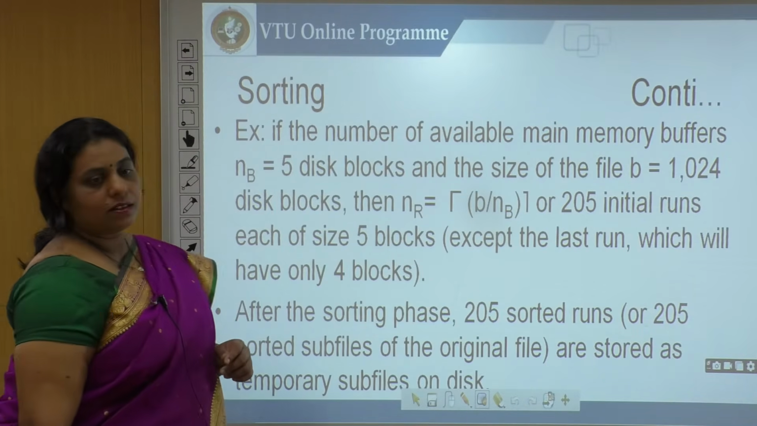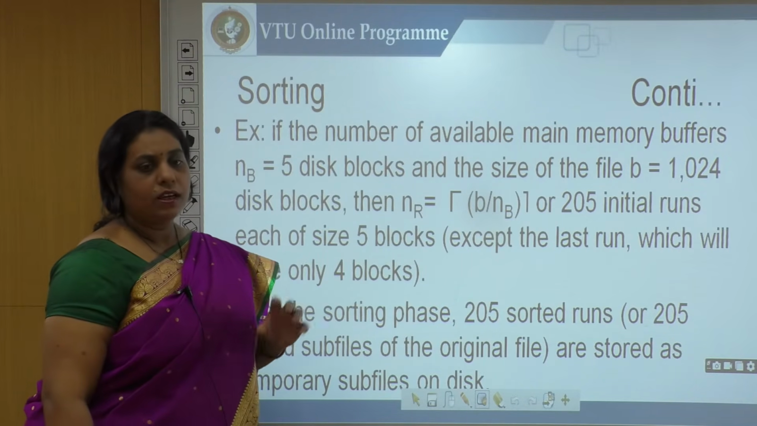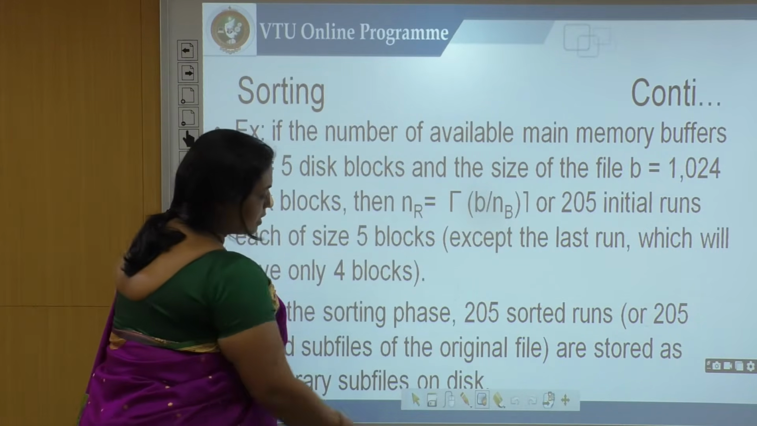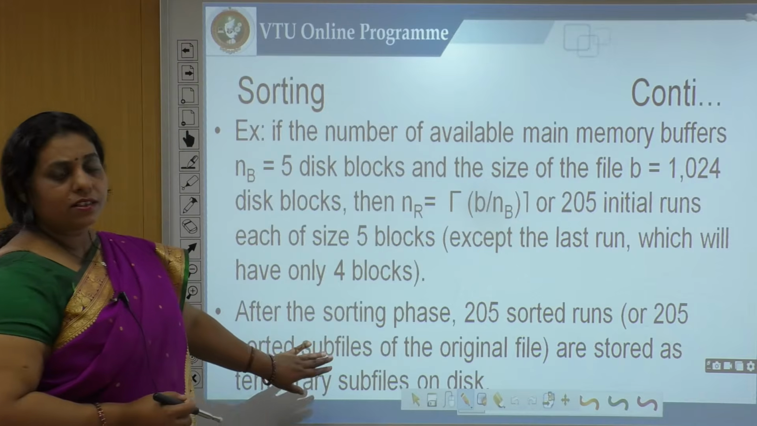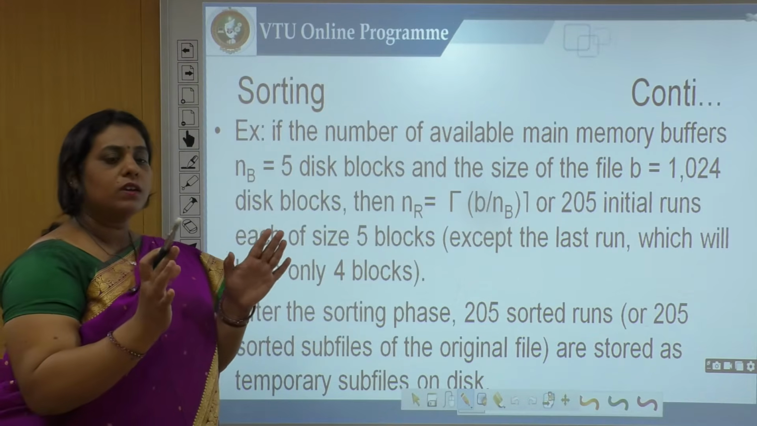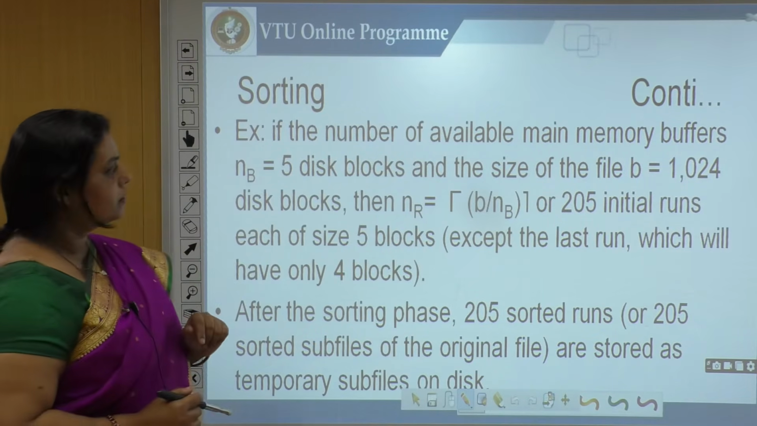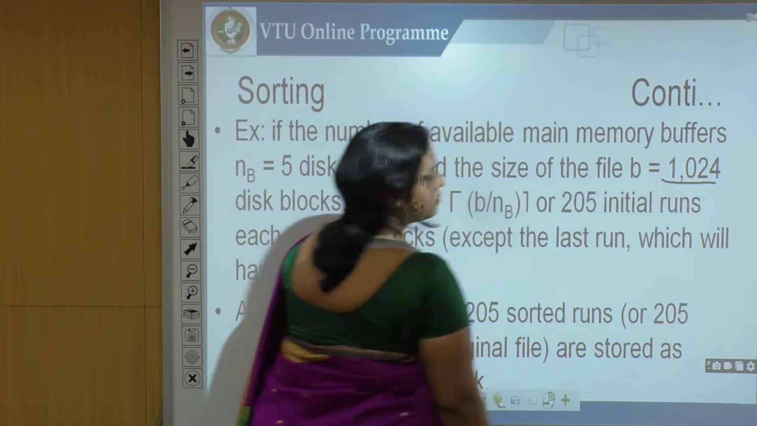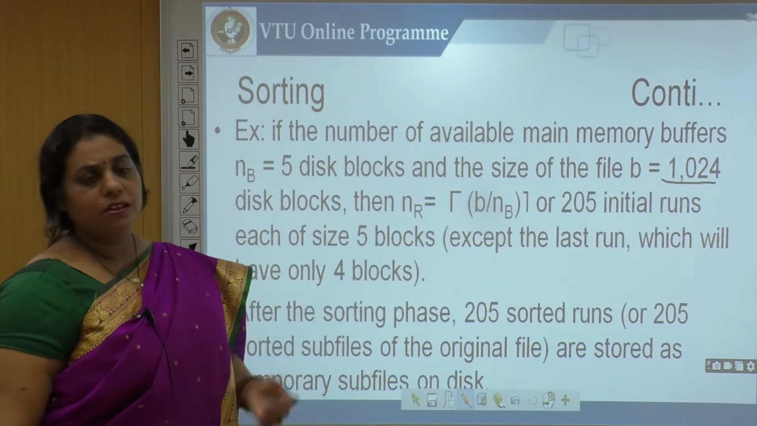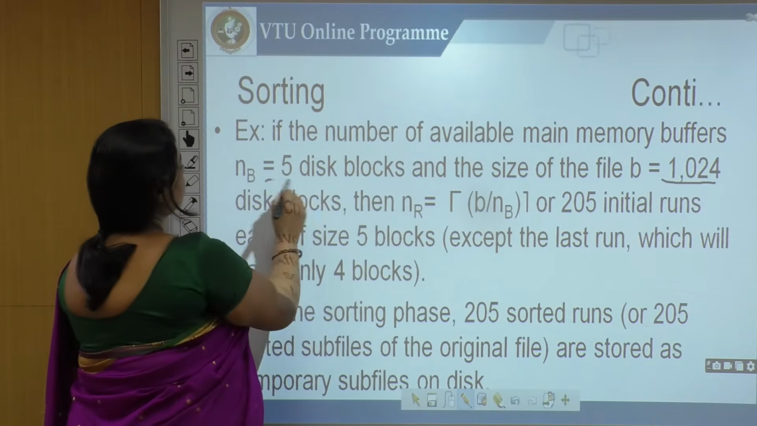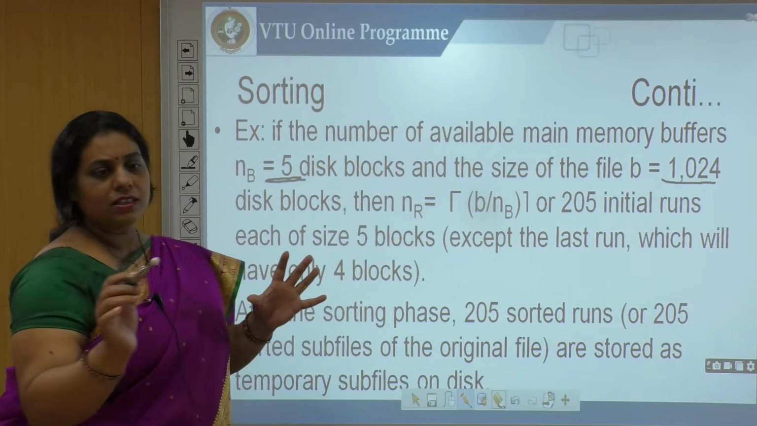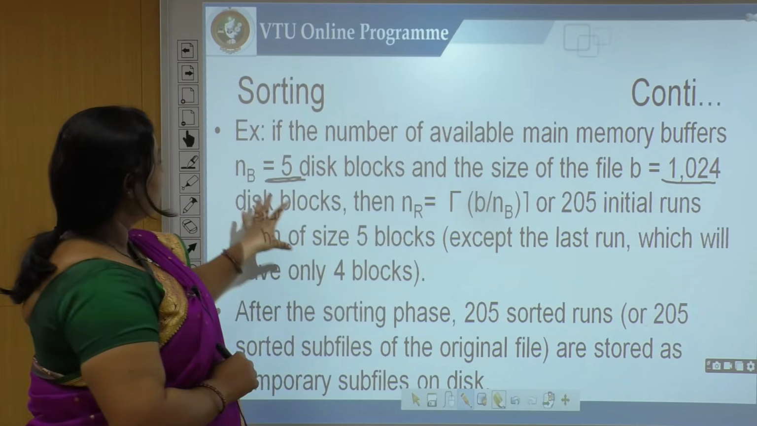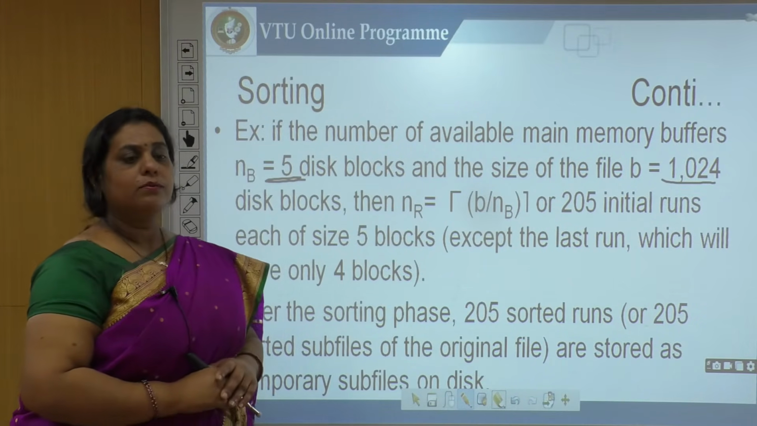So let us learn it with one example. In the memory, we will assume that only 5 blocks are available. Let us assume that my file to be sorted is of the size 1024 disk blocks, but in the main memory, buffer space available is just 5 blocks.